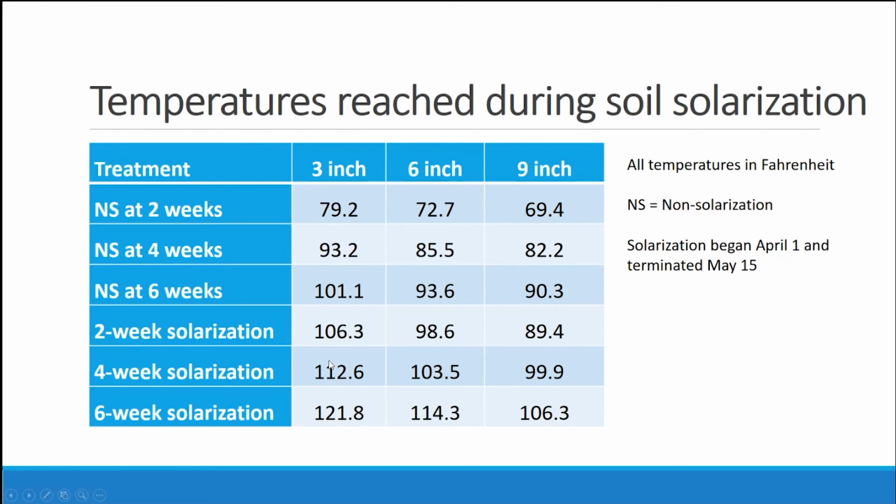At 3 inches, right at the 2-week mark, it's still a little cool; if we had been targeting weeds, that would have been too cool. But at 4 weeks, we did manage to get over that 110 mark. And at 6 weeks, we're into mid-May, we did manage. However, at the 9-inch depth, not really. We didn't get there, right? And this is non-solarized. You can look at the non-solarized temperatures. This was a closed high tunnel with this clear plastic over it.